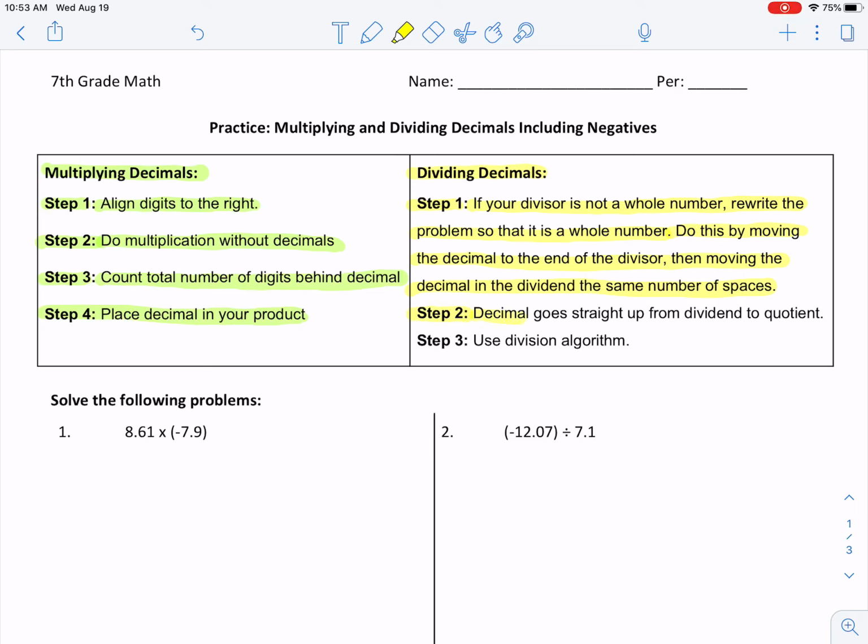Step 2, the decimal goes straight up from the dividend to the quotient. Remember that quotient means the answer to your division problem. Once you have done your division, you just place the decimal point that you moved right above the answer, so it aligns with your answer. Step number 3, use the division algorithm. You should then have gotten your answer.